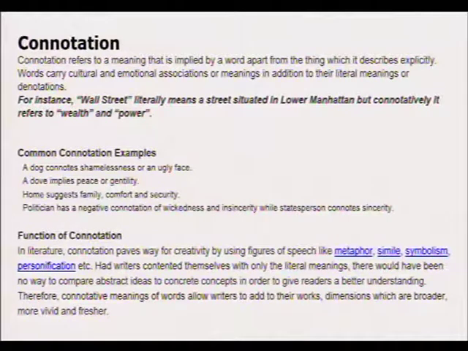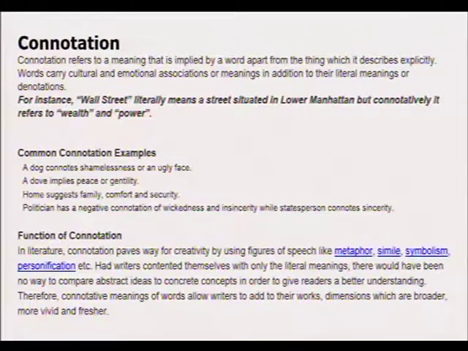That's how people are wealthy and that people have power. But depending on how it's used in context, it could literally just mean that that's the street in lower Manhattan. Common connotation examples. A dog connotates shamelessness or an ugly face. So if you would say to a person, oh, she looks like a dog, it wouldn't have a nice connotation. It would mean she's ugly.